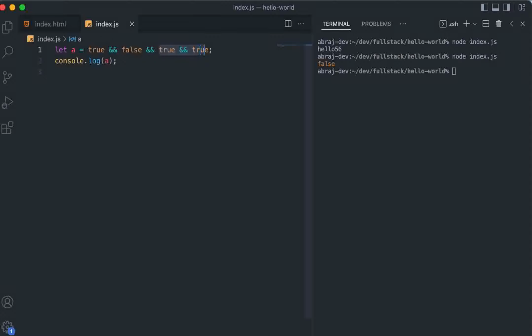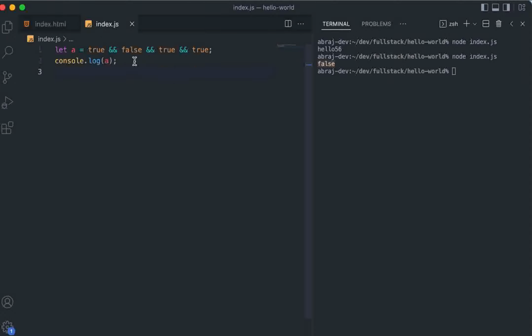Because why look at these values? I know that this is a chain of ANDs, and if this thing is false, then the whole thing has to be false. So why bother going further? So that's why this false which is printed here is actually this false, right?